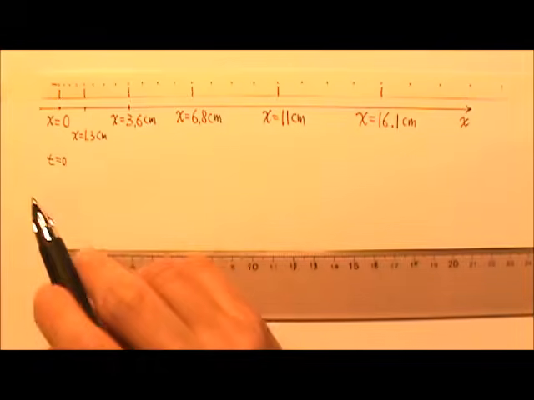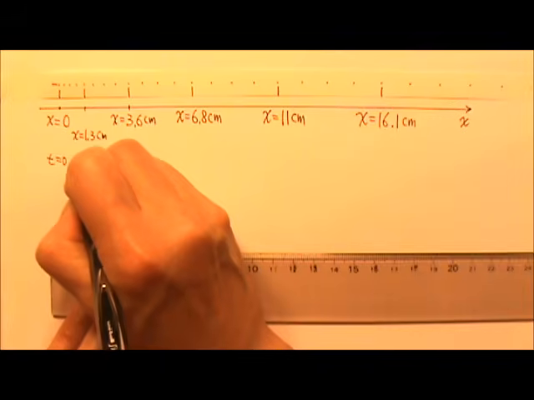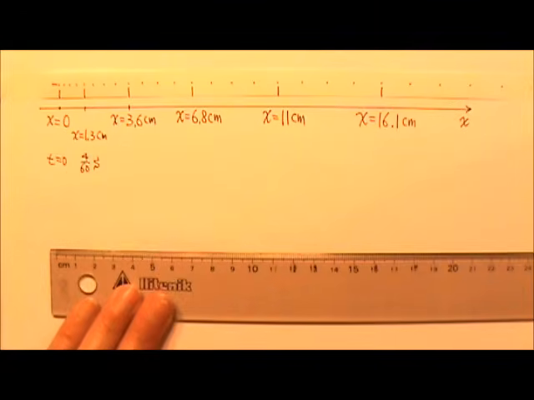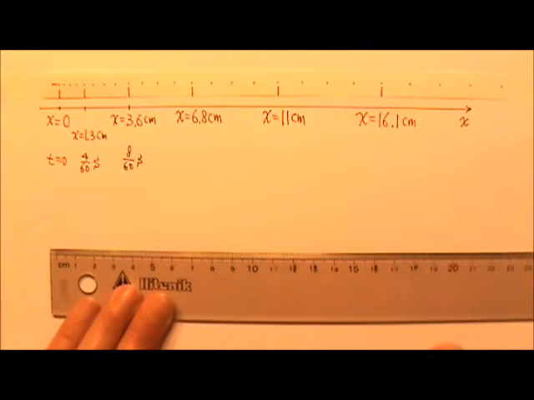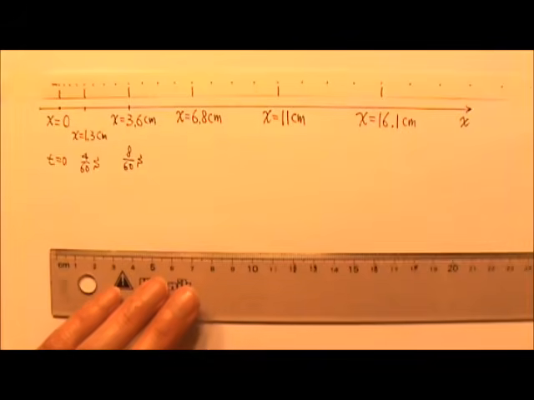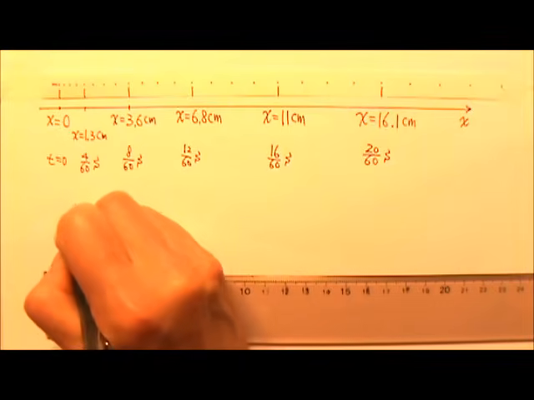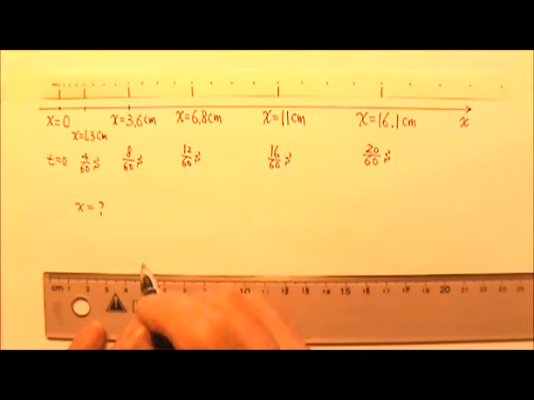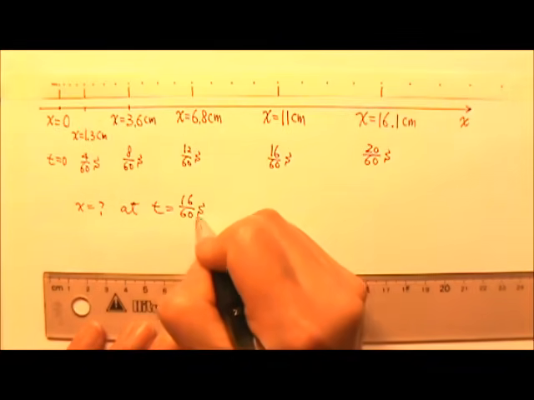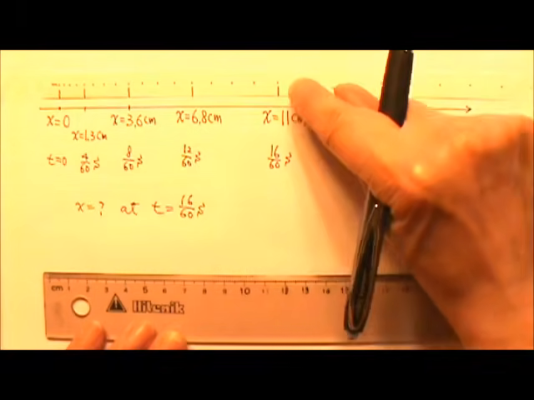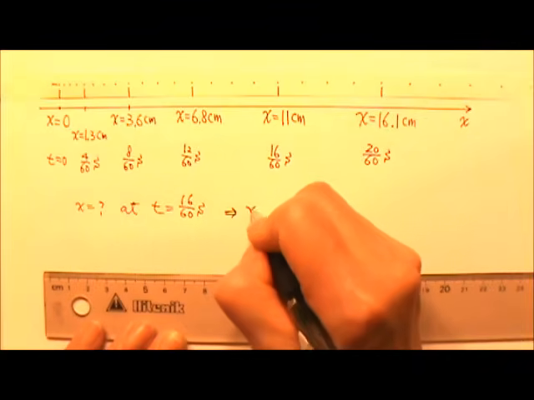So 1, 2, 3, 4, 4 intervals means when this dot is made, the time will be 4/60th of a second. And that one, 8/60th of a second. And so on and so forth. So I label the time. I can ask you, say, what is the position of the cart at t equals 16/60th of a second? Then you would measure the distance all the way to the origin, and that will give you 11 centimeters.